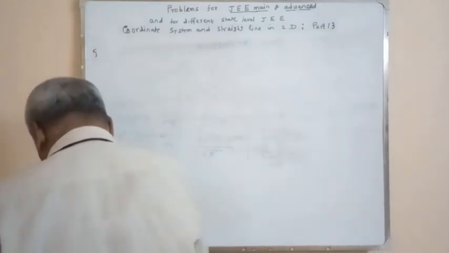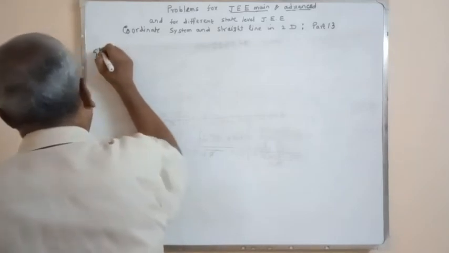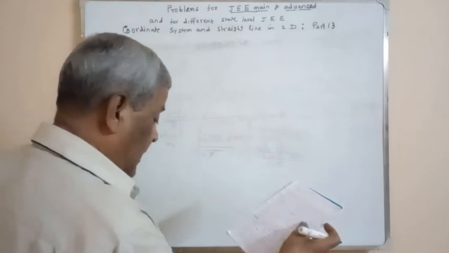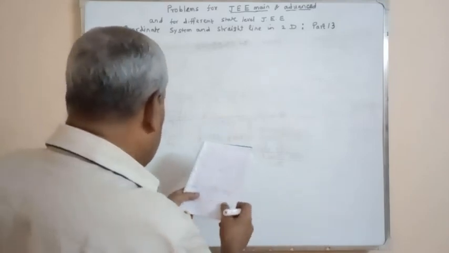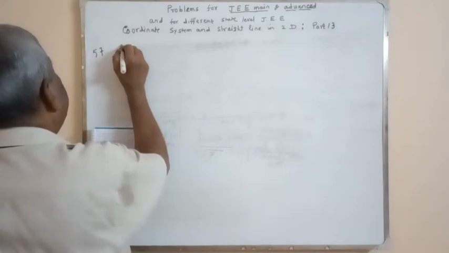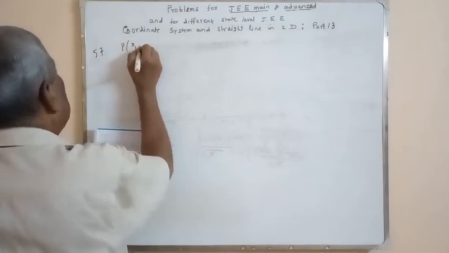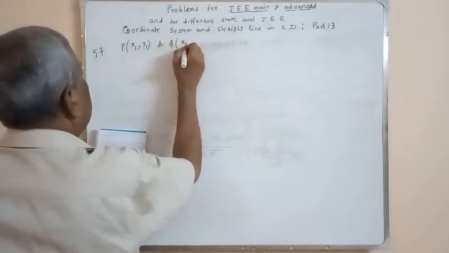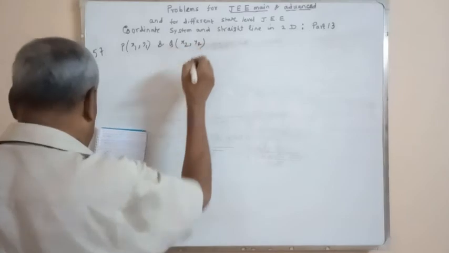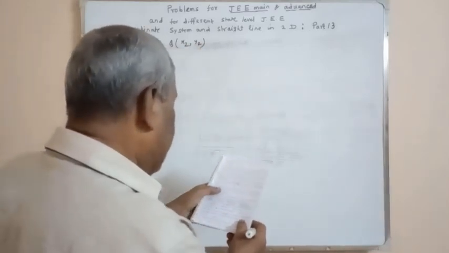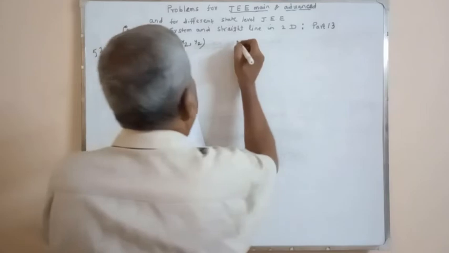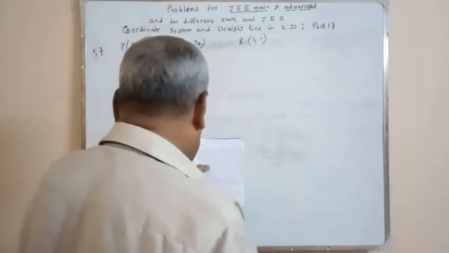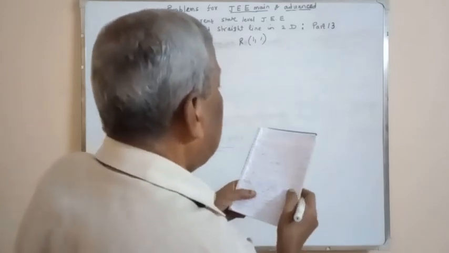57, problem number. And that problem is: the line joining P(x1, y1) and Q(x2, y2) subtends a right angle at the point R(1, 1). Then which one is correct?